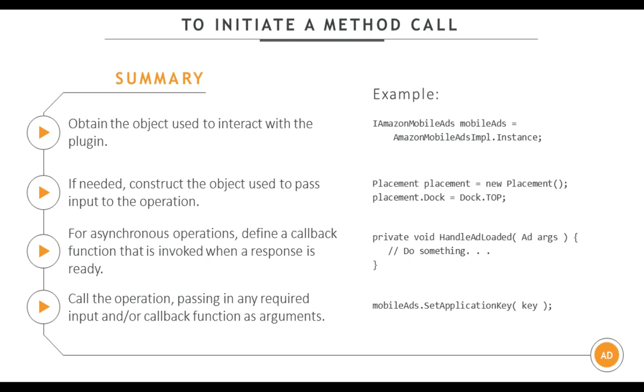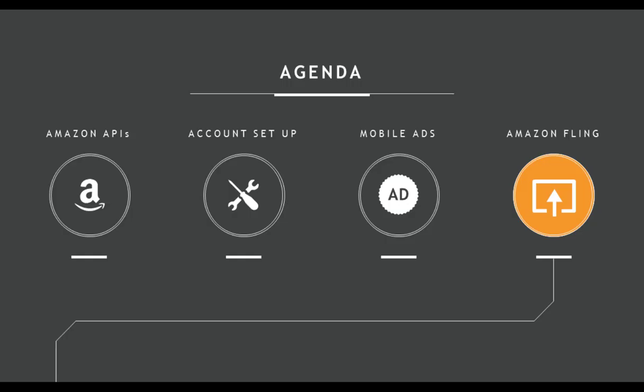And finally, go ahead and call the API member method on the implementation object, passing in the parameters that you initialized. This is the basic outline for calling any Amazon API if there's a Unity plugin for the corresponding service.